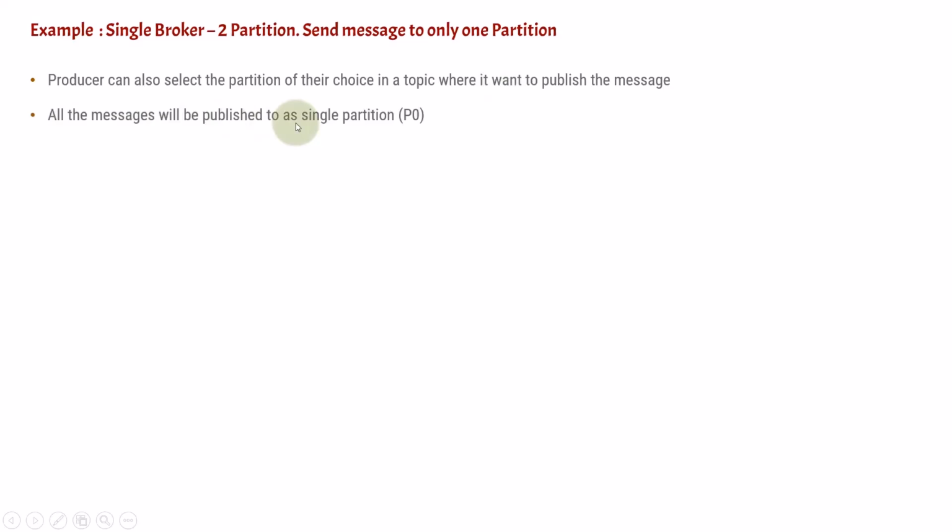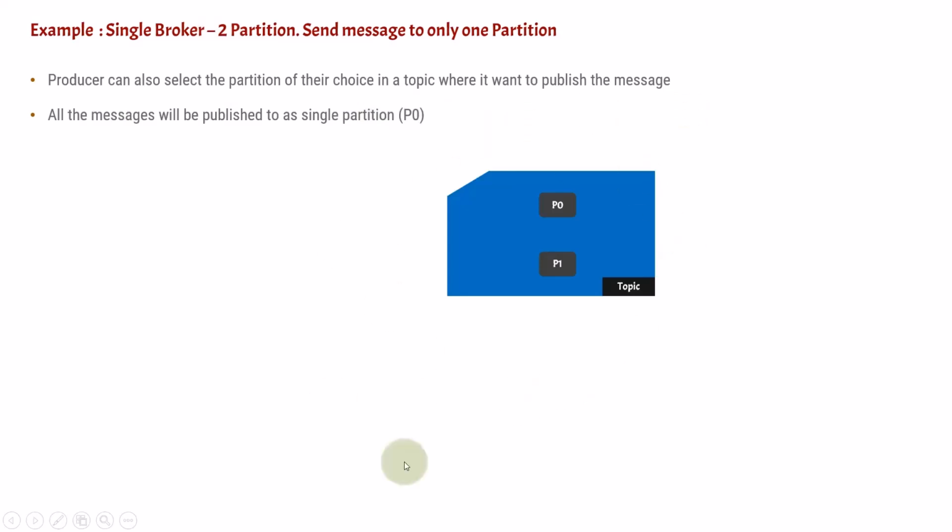So if you are having a producer, then it can select the partition of its choice, and the message will be published only to that partition. All the messages will be published to the single partition P0. So in our case, we will be creating two partitions, P0 and P1, for a topic, and we will try to publish all the messages to P0. So let's say this is the topic which is having P0 and P1 as the partitions. So our publisher will only send the messages to P0.